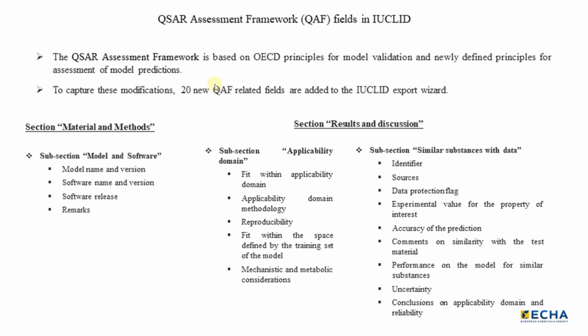QAF fields. As a result, about 20 new fields have been included in the Toolbox IUCLID export wizard, grouped into two sections: materials and methods, and results and discussion. The QAF fields may be free text, pick lists, or other types.